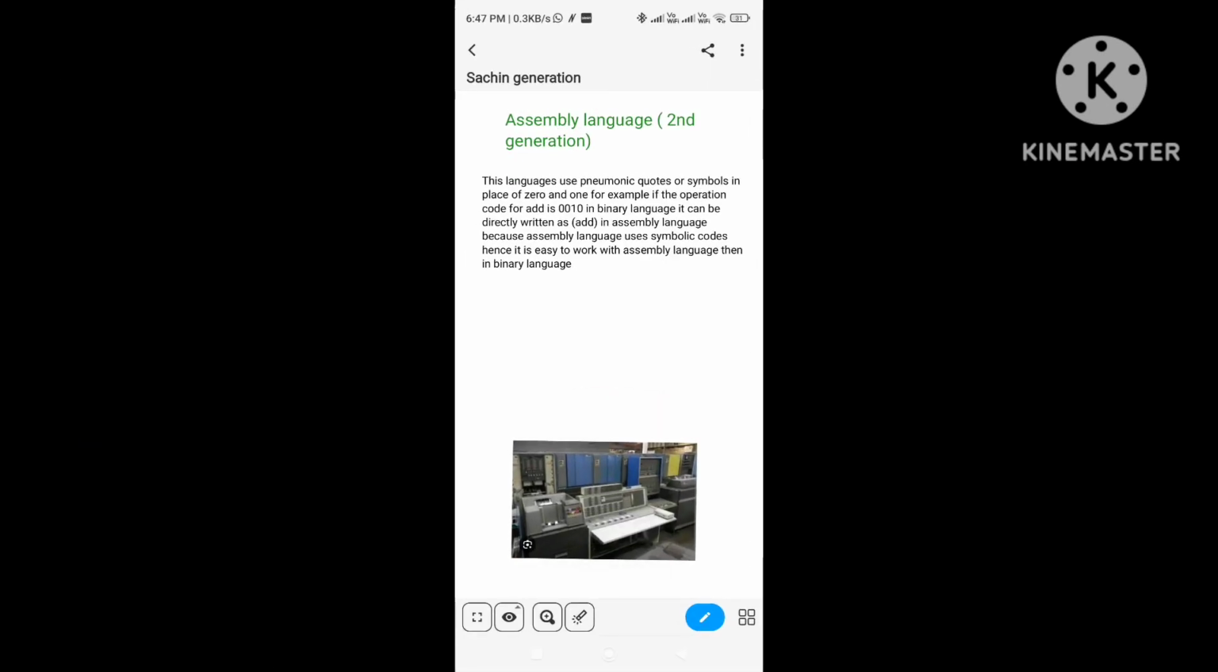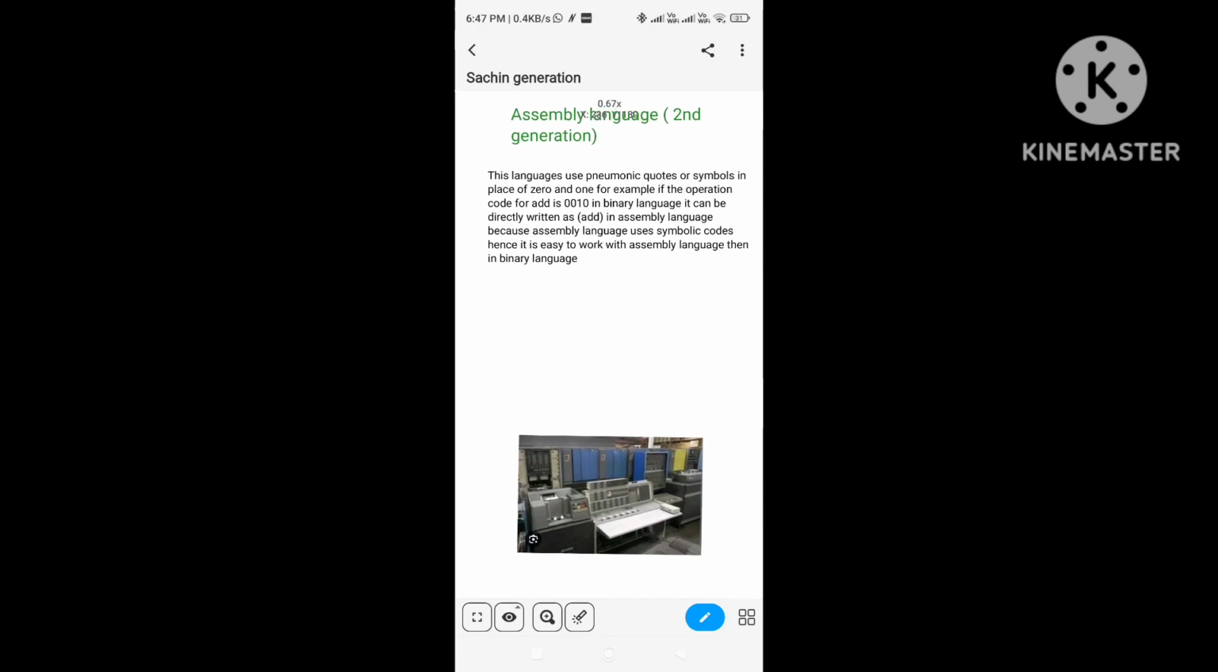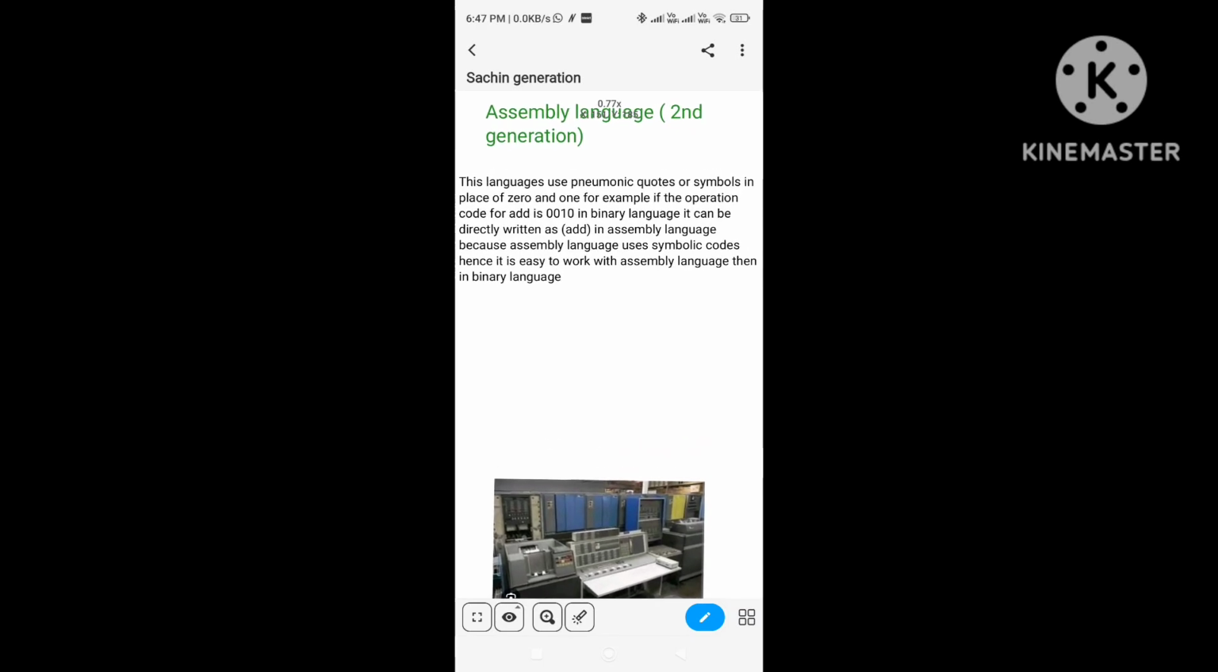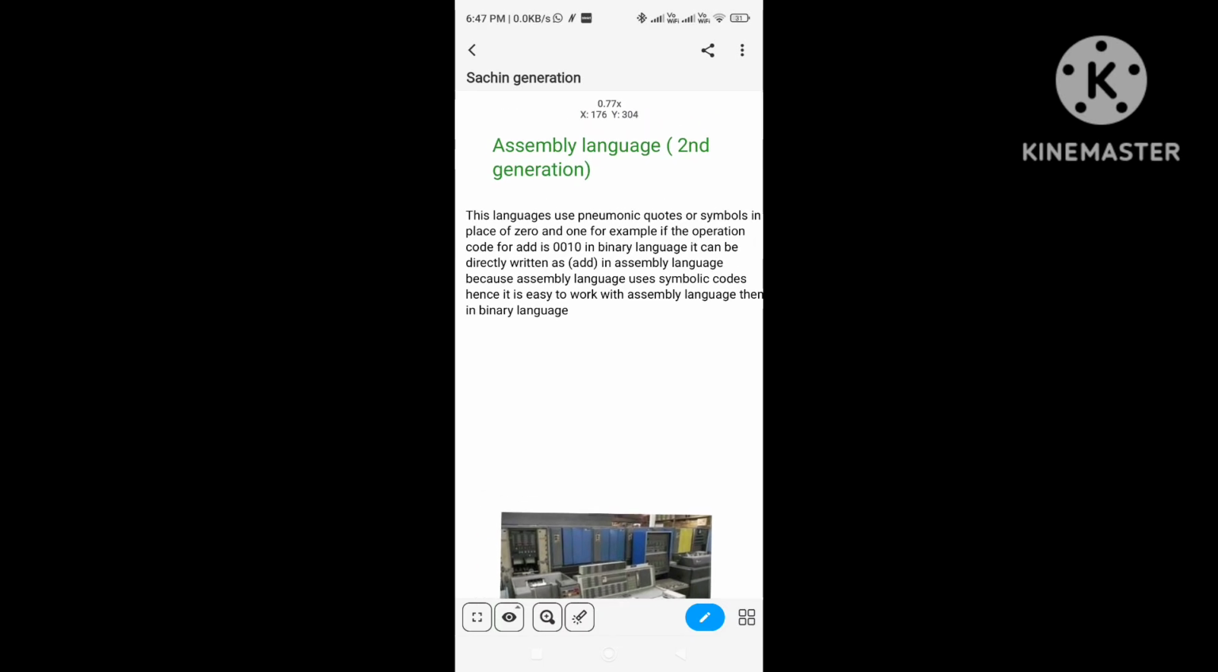Now we shall study assembly language, that is second generation. These languages use numeric codes or symbols. Sorry, this will be codes.